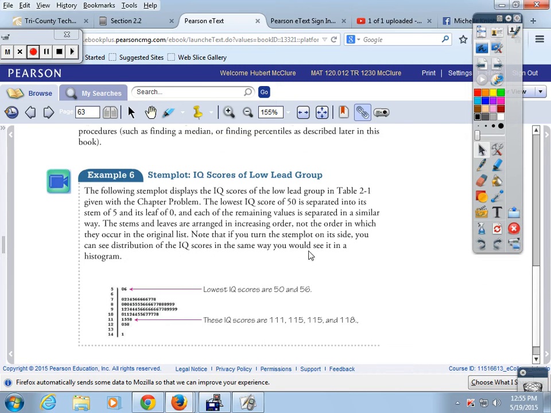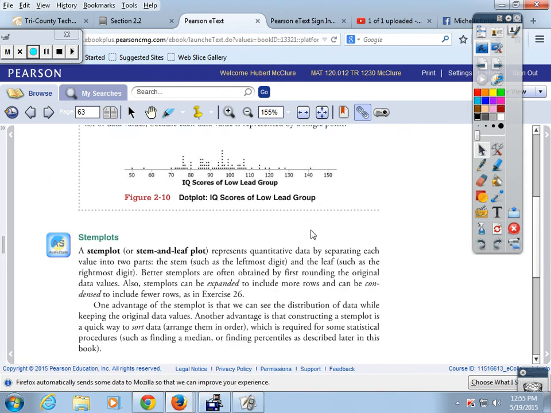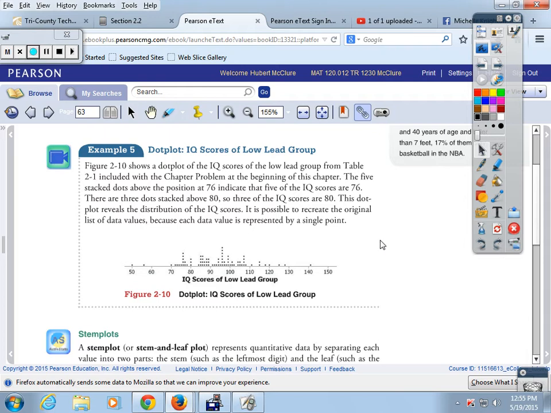Dot plot and stem plot. Make sure you know how to do those. How do you do them? Well, you basically take a number line and put it like this or like this. Now, with a dot plot, you use your number line and you just put dots.